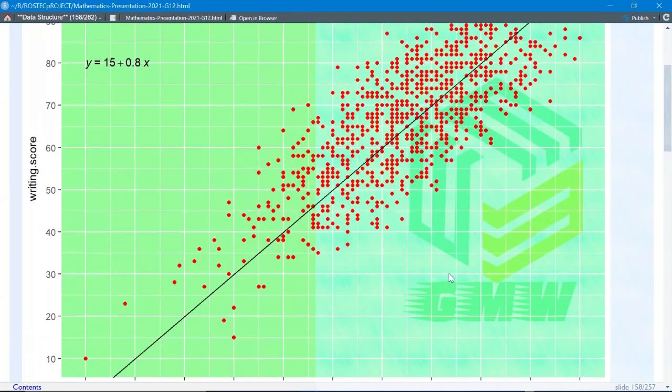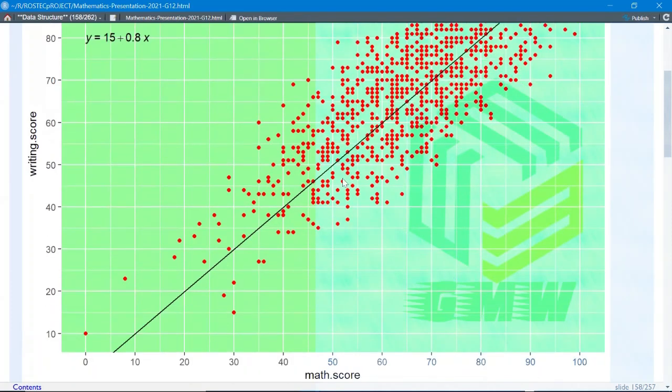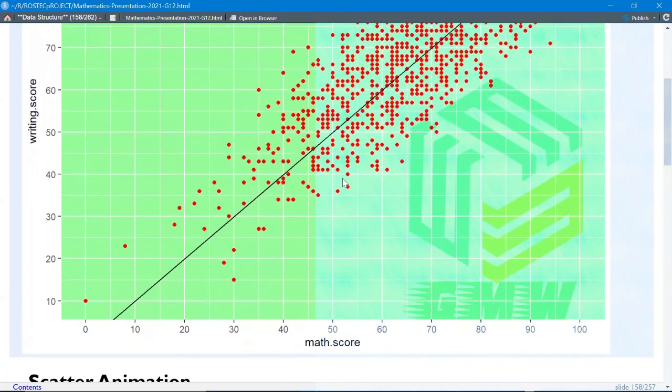It's a histogram. Oh, there's this one, a scatter plot. With a scatter plot, we are looking at a relationship. Does the math score have any relation to the writing score? As it looks now, as the math score increases, the writing score increases, meaning there's a positive relationship. We shall discuss this deeply.